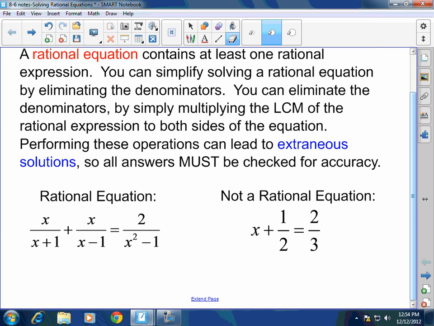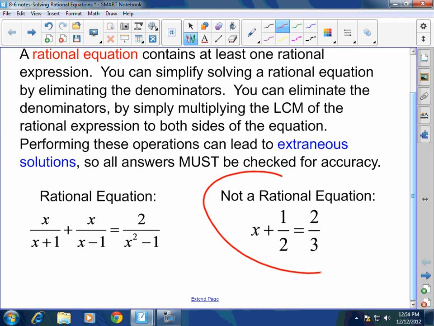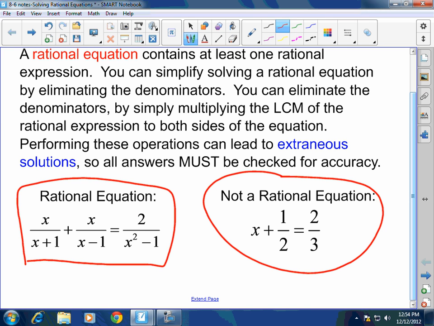Now, the one over here is not a rational equation, because I have fractions, right? But do I have a rational expression here? No, I don't have an x plus 4 in the denominator. I don't have a polynomial in the denominator, okay? So these are the kinds that we're going to be working with today, the actual rational equations.